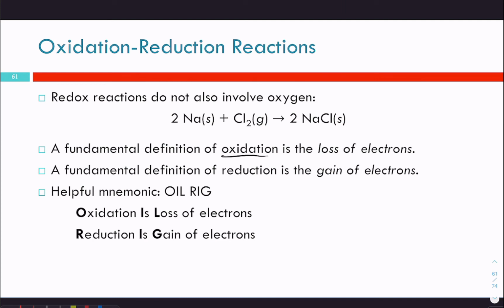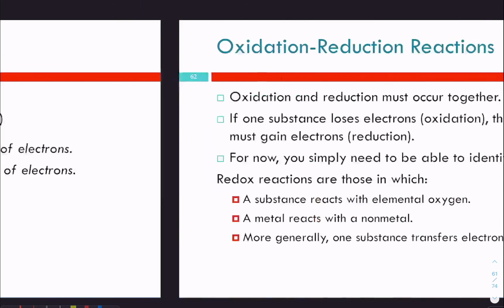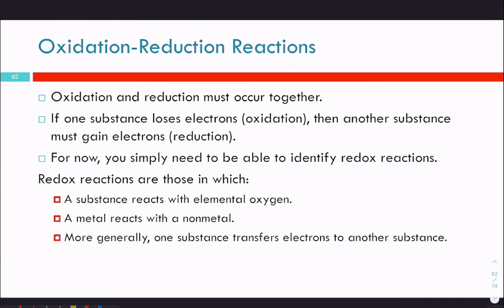So oxidation is loss of electrons. Reduction is gain of electrons. The mnemonic that I like to use is OIL RIG: Oxidation Is Loss, Reduction Is Gain. And you can't have an oxidation without a reduction of something else. It's kind of like you can't have matter created or destroyed. When you take oxygen or electrons away from something, they have to go somewhere. So you can't have oxidation without reduction. And that's where I'm going to leave redox.